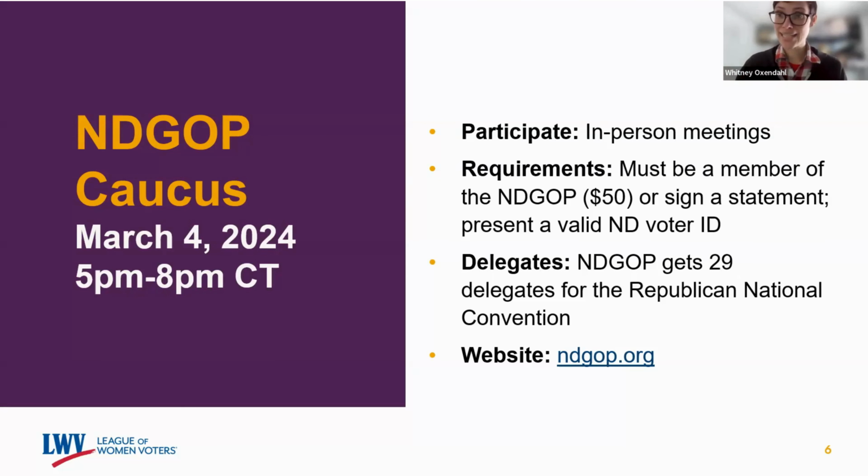All right, the NDGOP gets 29 delegates for the Republican National Convention held in July. The NDGOP's website is ndgop.org if you want to learn more or if you want to get involved. I will also put a link to their caucus page in the description.